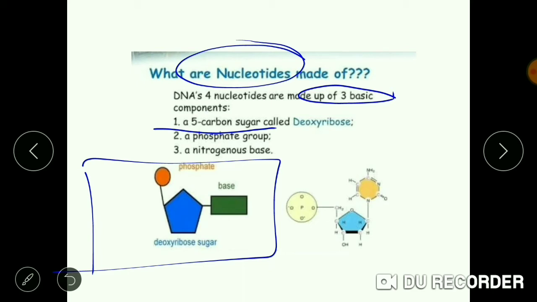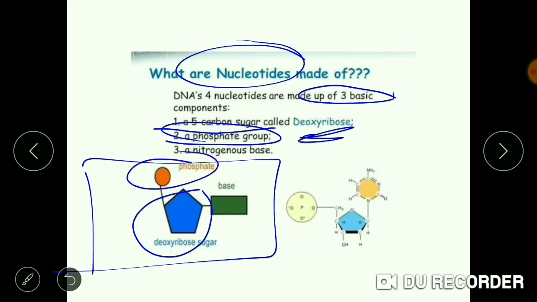So which kind of sugar is used? Deoxyribose sugar is used in case of DNA, while in case of RNA, ribose sugar is used. Since we are talking about DNA, deoxyribose. So this is the pentose sugar here, or you can say deoxyribose sugar. Now another portion is the phosphate group. So this is the phosphate group. Now the third part is the nitrogenous base. So this is the nitrogenous base.